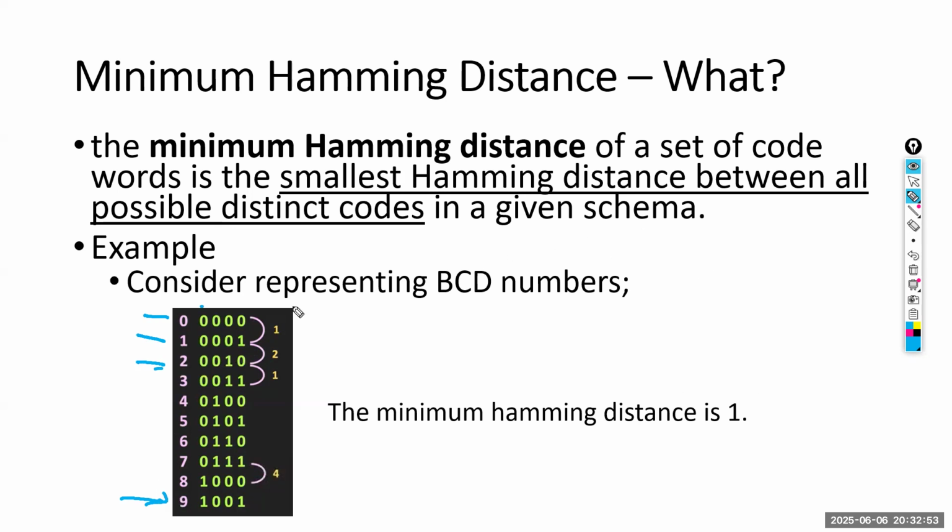Right now our task is, if these are the possible codes for this 4-bit situation, what is the minimum Hamming distance? What is the minimum Hamming distance? The minimum Hamming distance is the smallest Hamming distance between all possible distinct codes.